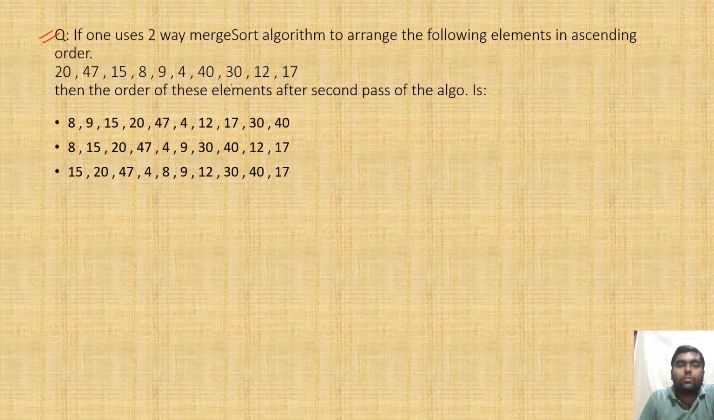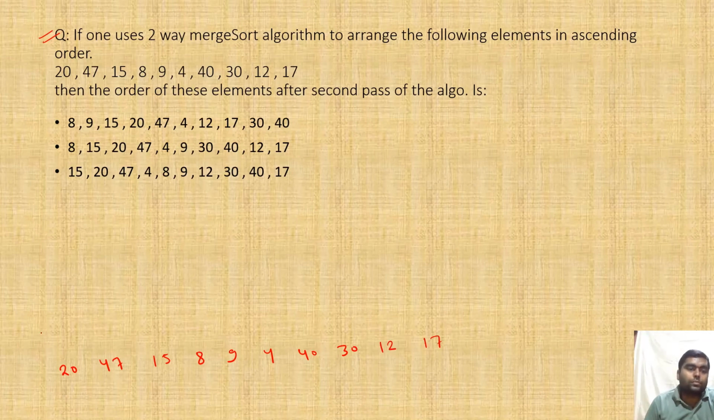Then the order of these elements after second pass of the algorithm. Okay, let us observe very carefully. What are the values? 20 and 47, 15, 8, 9, 4, and then 40, 30, and then 12 and 70. Okay, so first pass.